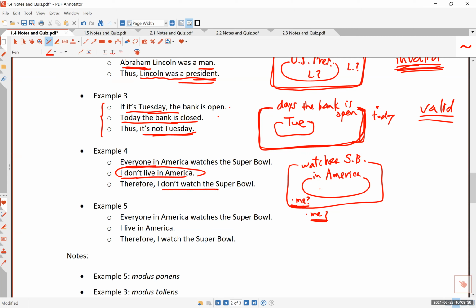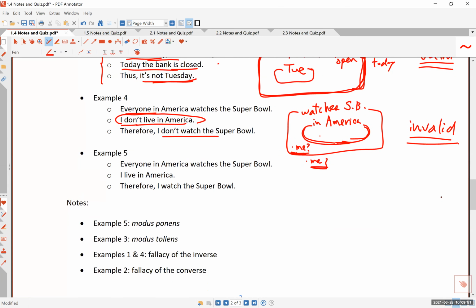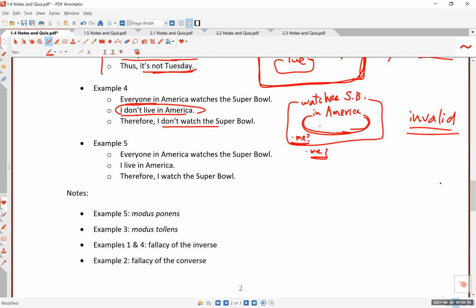This is saying, hey, look, I am outside of this inner circle, and therefore I must be outside of the outer circle. No, I can't say that. So this is invalid. Okay, so far I have invalid, invalid, valid, and invalid arguments, right? So hopefully you are getting the hang of this idea.